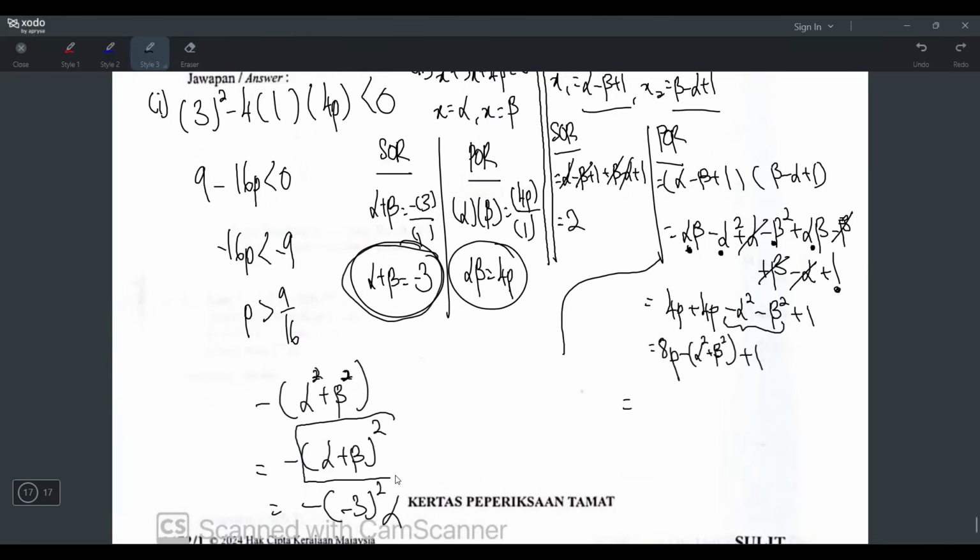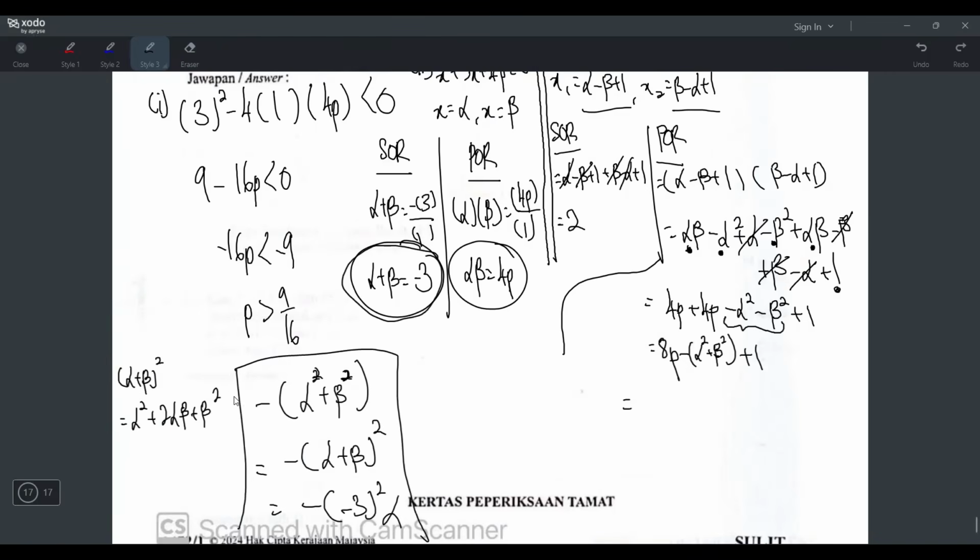Because (alpha plus beta) squared is not equal to alpha squared plus beta squared. Let me tell you what (alpha plus beta) squared means. I will do it here. (Alpha plus beta) squared is actually alpha squared plus 2 alpha beta plus beta squared, which is not the same as this. Do you understand? That is why you cannot say alpha squared plus beta squared equals (alpha plus beta) squared. It's wrong.